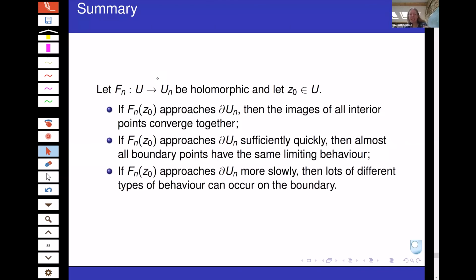But conversely, if it approaches the boundary more slowly, then there are lots of different types of behaviour that can occur on the boundary. Okay, so that's a very quick summary of what I've just spent time talking about.